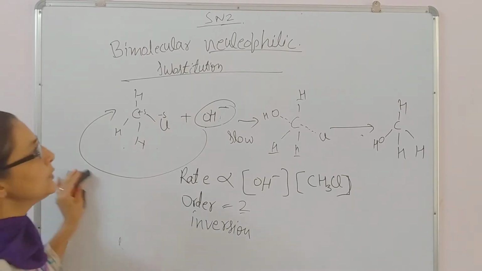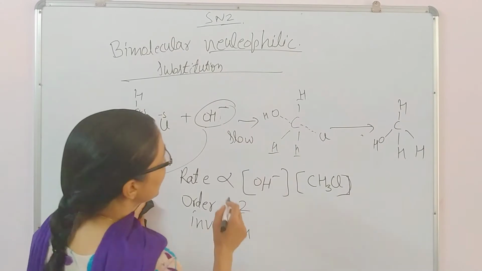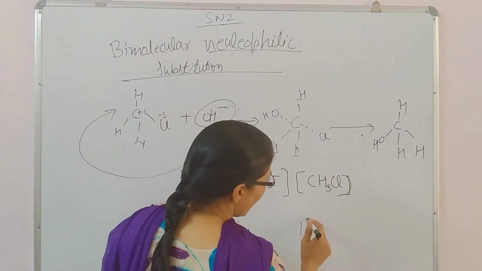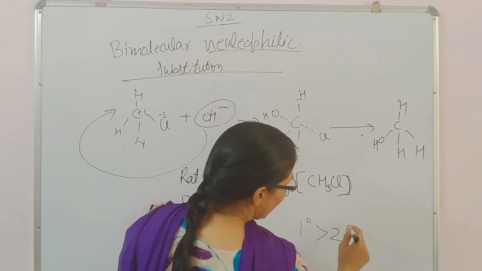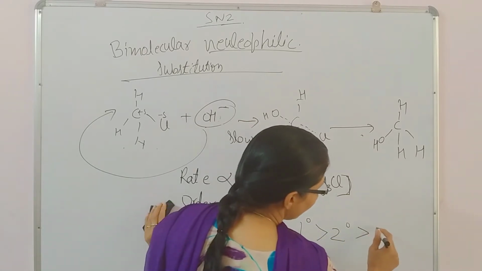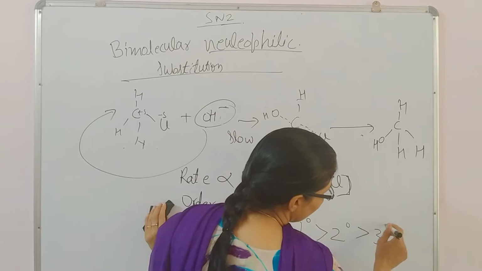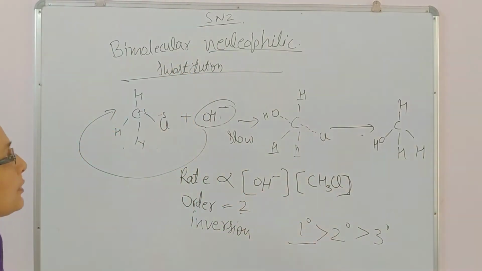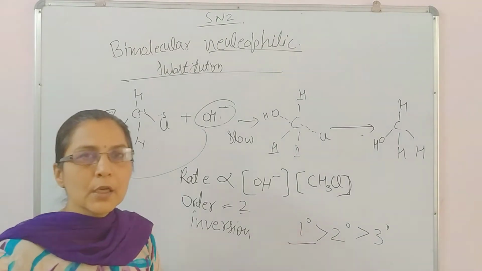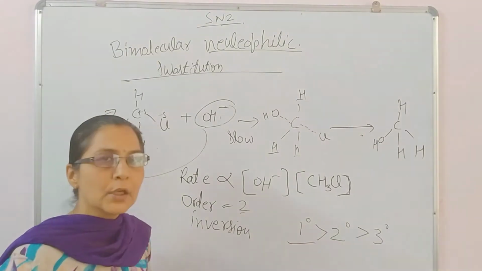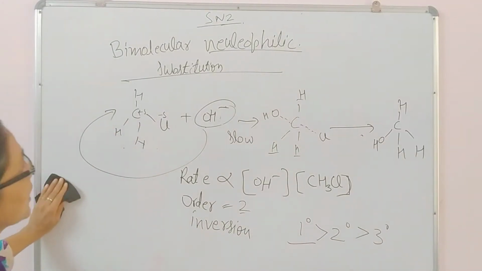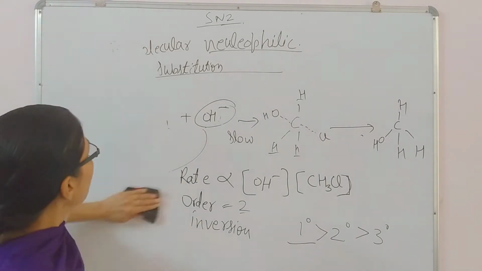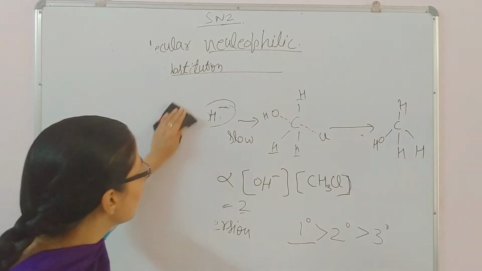So in general, this mechanism will be followed fastest by 1 degree, followed by 2 degree, then 3 degree. Reactivity towards the SN2 mechanism is maximum for 1 degree, then 2 degree, then 3 degree. Okay, that's all about SN2 mechanism. Now let's have some idea about SN1 mechanism.